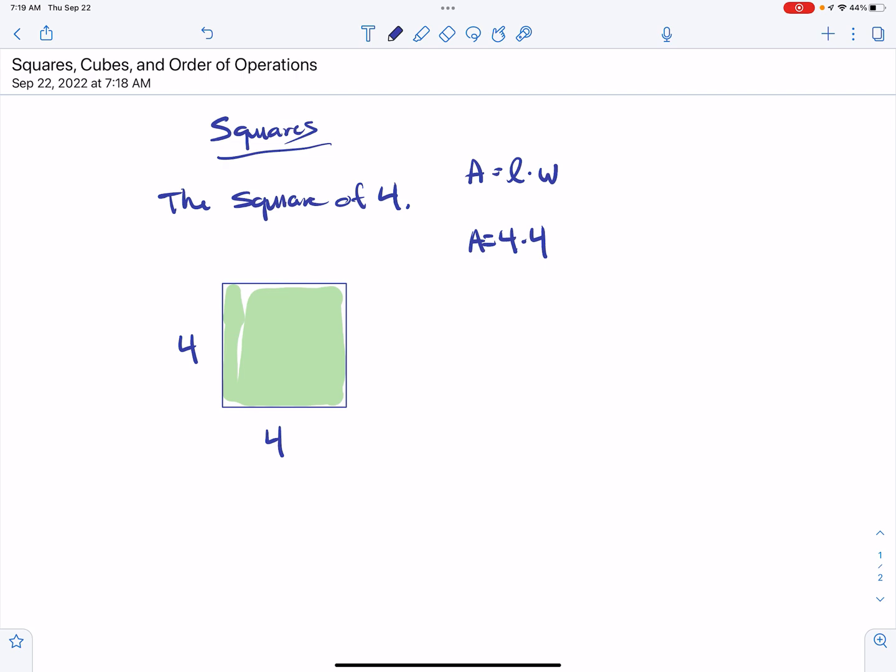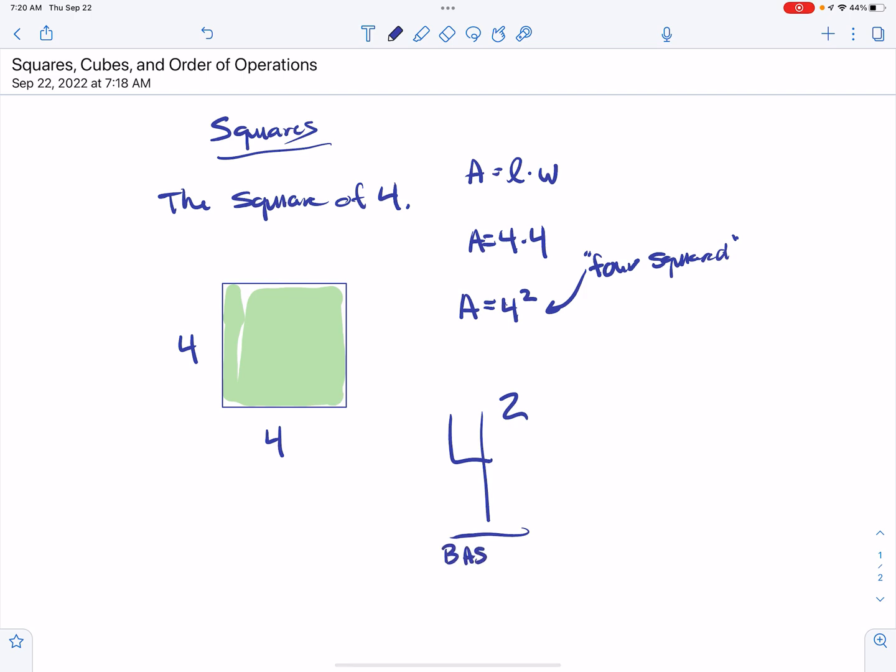or we could write that using an exponent. So area equals 4 squared. And so we would read this as 4 squared. And in this 4 squared, I'm going to draw it a little bit bigger so we can see. This number down here is called the base. And this little number up here is the exponent.